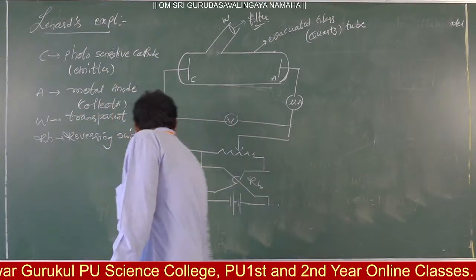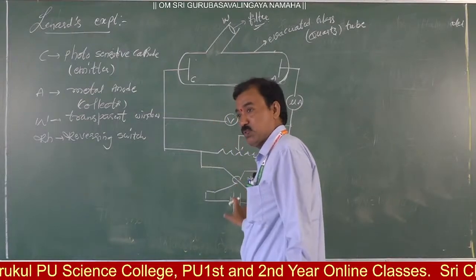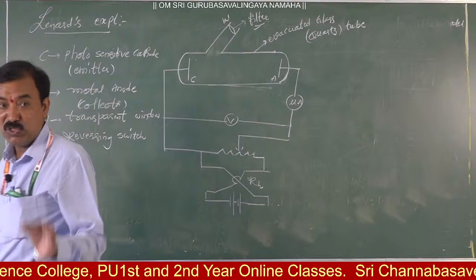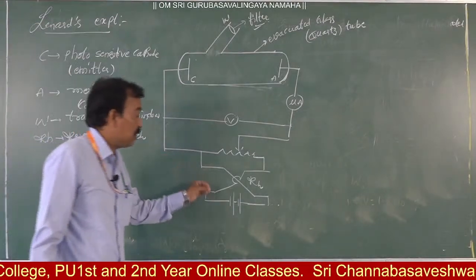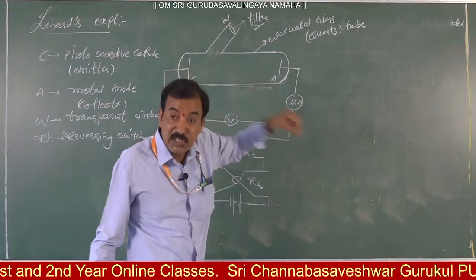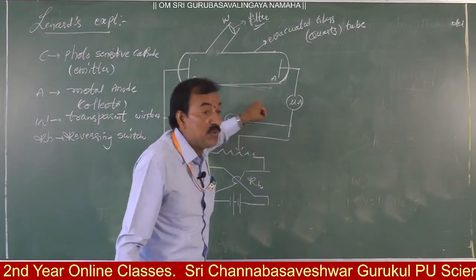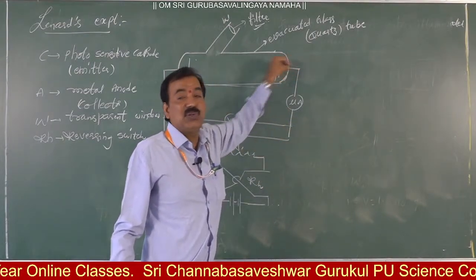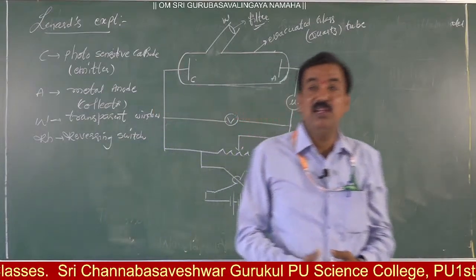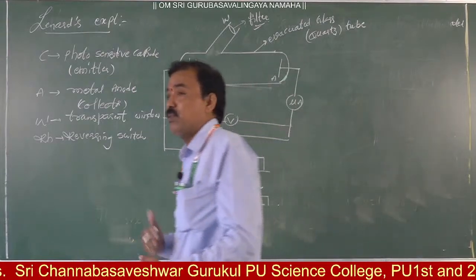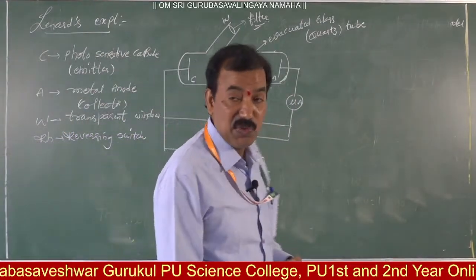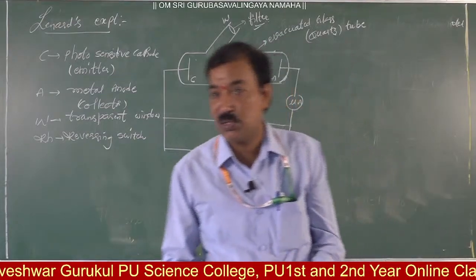Next, RH is the reversing switch. What is the use of this reversing switch? With the same switch, one time we can give positive potential to the anode with respect to the cathode, and again with the same switch we can give negative potential to the anode with respect to the cathode. That is necessary here: one time positive potential is given to the anode with respect to the cathode, and next time negative potential.